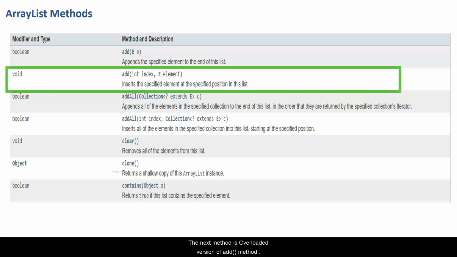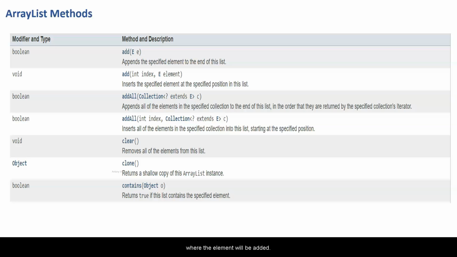The next method is the overloaded version of the add method. This overloaded version accepts an index position where the element will be added. Adding an element at the specified location needs to shift one cell right to make way for the newly added element. This method will slow down an application if frequently used on a large dataset. We will discuss how this method works internally at the end of this lecture.